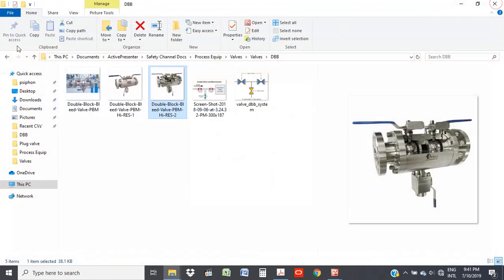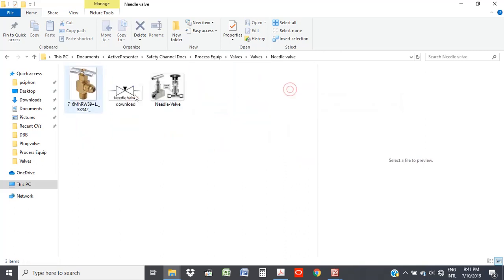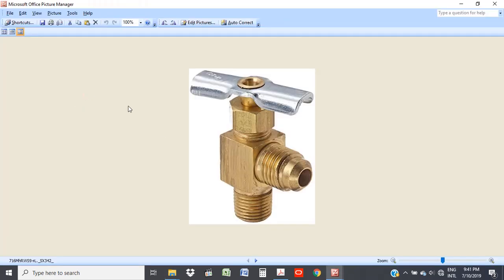Okay, let me go now to the needle valves. Needle valves. These are really, really tiny valves. Let me show a picture of it, and let me give a definition. A needle valve is a type of valve with a small port and a threaded needle-shaped plunger. It allows precise regulation of flow, although it is generally only capable of relatively low flow rates.